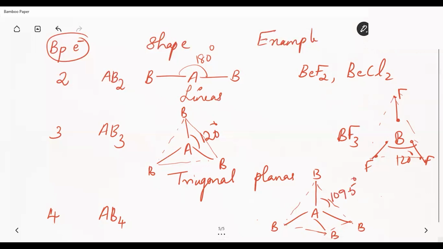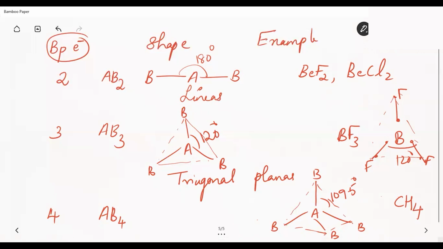For example CH4, there are no lone pairs here. Carbon has only 4 electrons in the outer shell. They are all shared with hydrogen atoms. There are no lone pairs here. So this forms a tetrahedral shape.